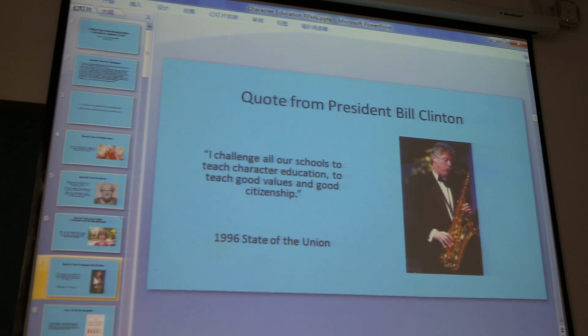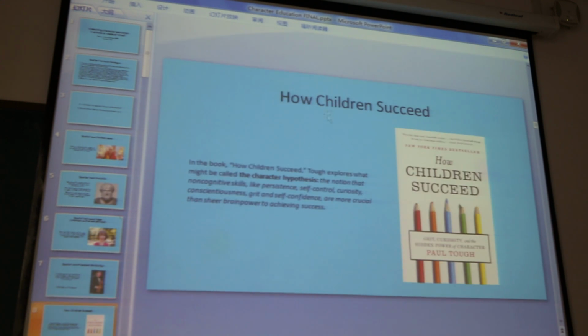Now, one of the books I came across in my research is called How Children Succeed: Grit, Curiosity, and the Hidden Power of Character. The author's name is Paul Tough. And I have to point out, I think it's a little bit amusing that the author of a book about grit has the surname of Tough.